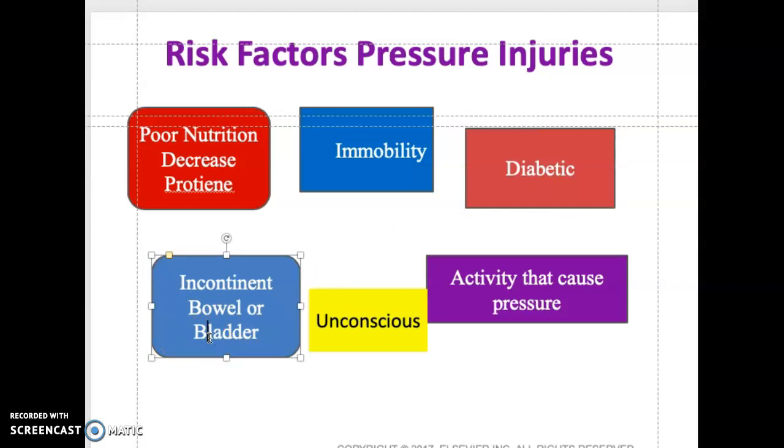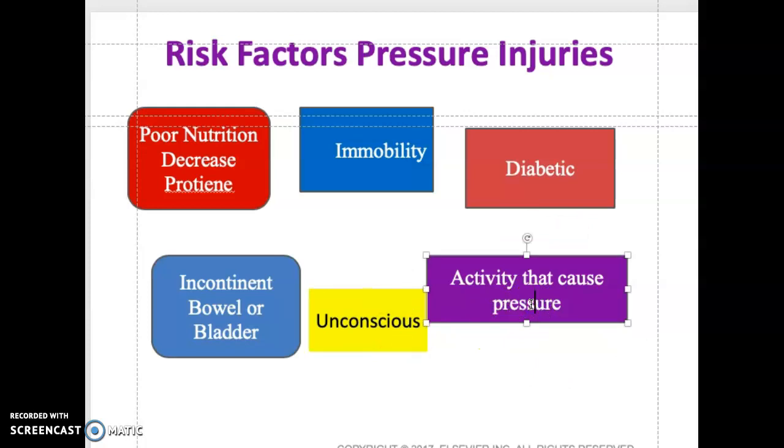We have patients that are incontinent of bowel and bladder. So patients that wear a diaper need to be kept clean and dry. You need to reposition them every 2 hours, also use different barriers to prevent skin breakdown, such as A&D, such as Desitin, such as butt paste. Patients that are unconscious, that have decreased level of consciousness, also are considered high risk for pressure injuries.